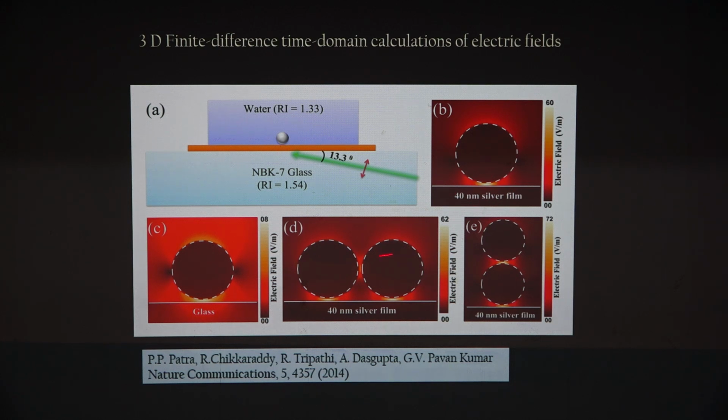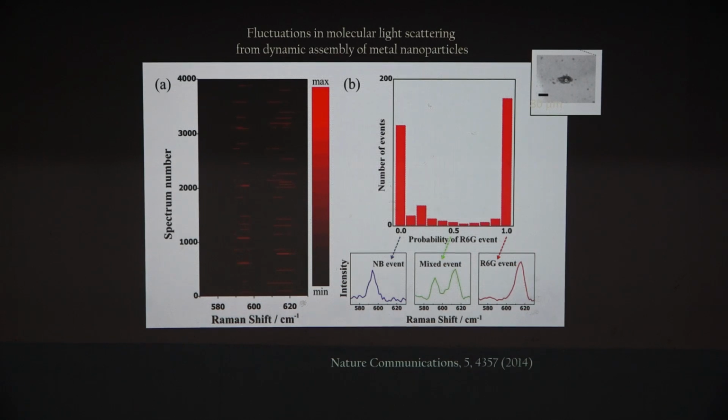And these fields actually can have various different configurations. And those configurations are of interest to us. For example, how do you probe the electric fields in such small gaps? One of the ways is to insert some kind of molecule which can get trapped in such interstitials, and you can study the light scattered from the molecule. And that is what we do in the experiment. It's a slightly more complex experiment, but this is what you get.